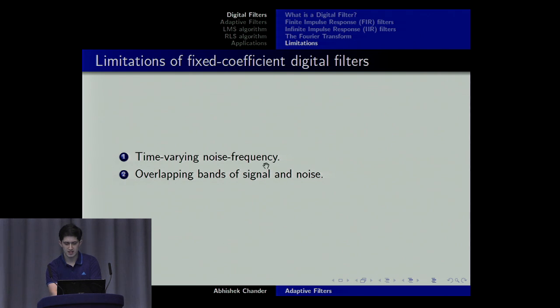Similarly, if the frequencies of the noise and the signal overlap, there's no intuitive way of knowing what sort of function you need to multiply within the frequency domain to remove that noise. So this is where we start looking at adaptive digital filters.